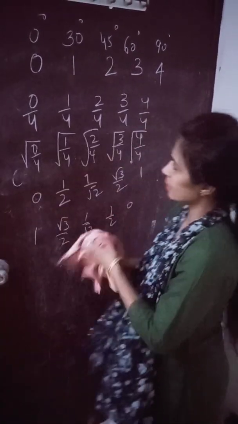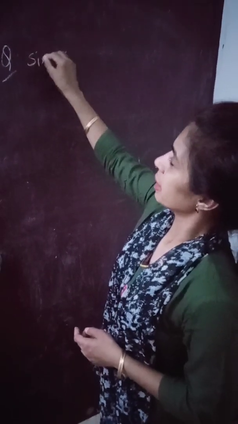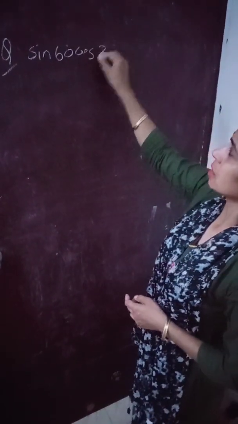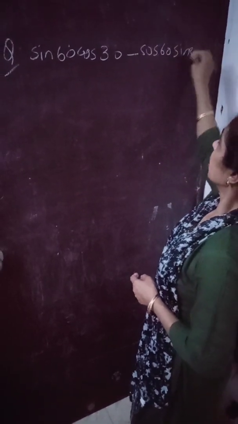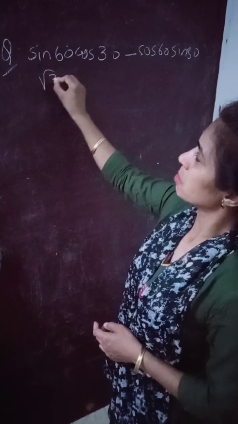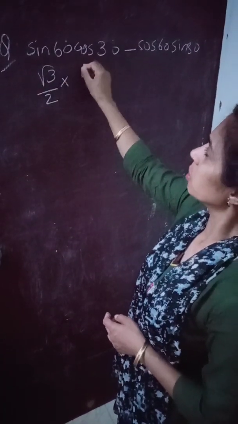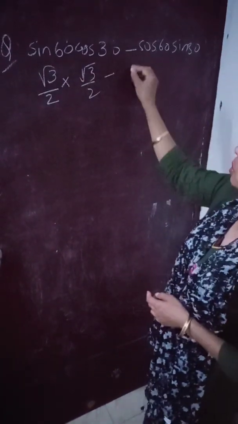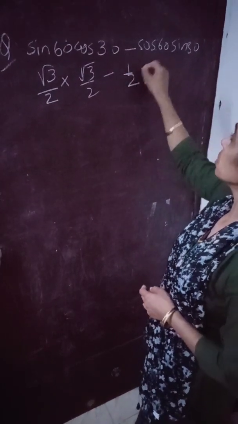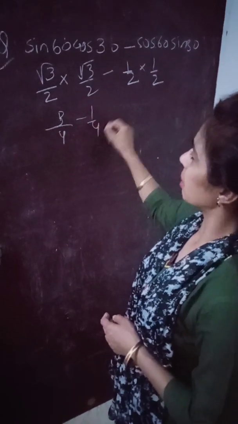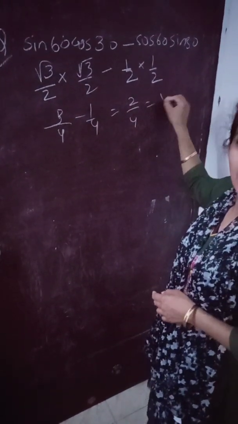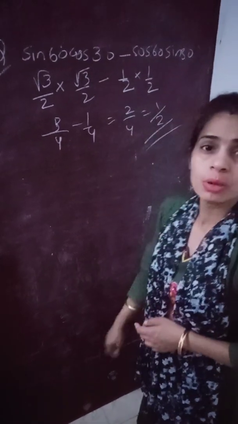Now let us solve a question to understand the type of questions that are asked from this topic. Suppose I have to find sine 60 cos 30 minus cos 60 sine 30. We have just learned the values, so it becomes very easy. Sine 60 is root 3 by 2, cos 30 is also root 3 by 2, minus cos 60 is 1 by 2, sine 30 is also 1 by 2. So this becomes 3 by 4 minus 1 by 4, which is equal to 2 by 4. And the final answer comes out to be 1 by 2.